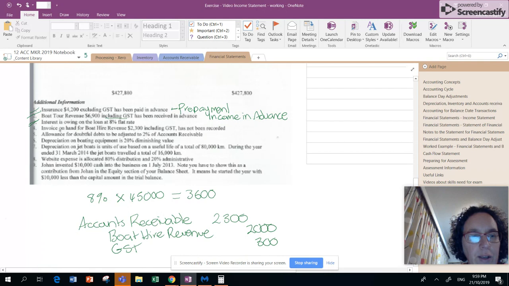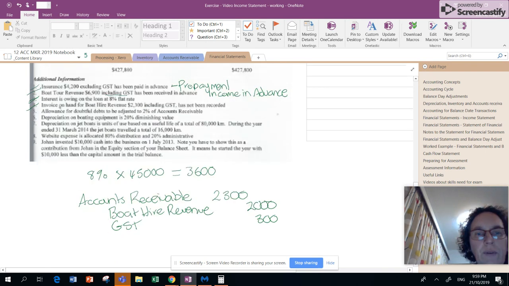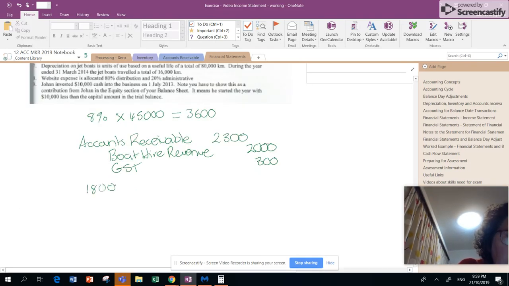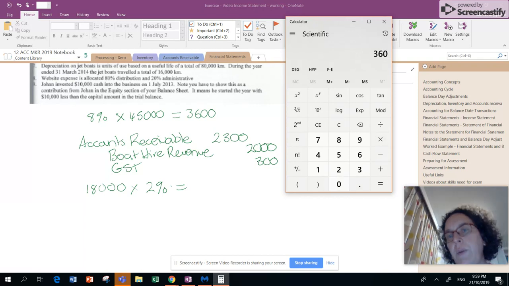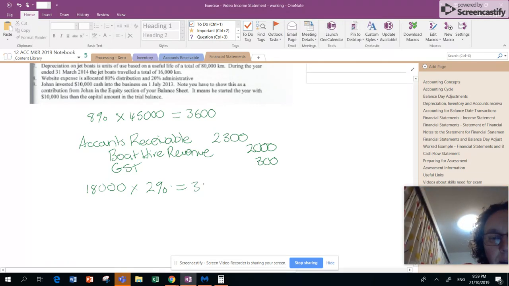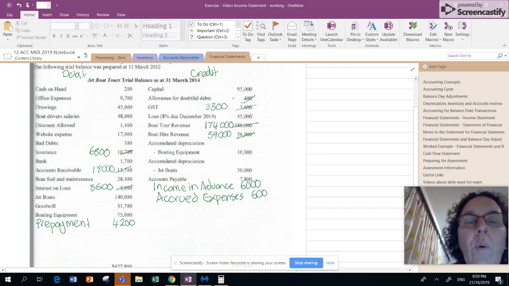Right. Our allowance for doubtful debts is to be adjusted to 2% of our accounts receivable. So our accounts receivable is at 18,000 and it needs to be 2% of that. Now, normally sometimes you'll get bad debts. They need to be taken off first before you calculate the doubtful debts. So our allowance for doubtful debts should be 360. But it's actually at 400. So we're going to have to decrease the allowance for doubtful debts by debiting it by 40.